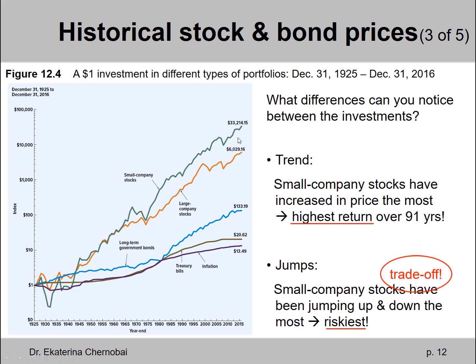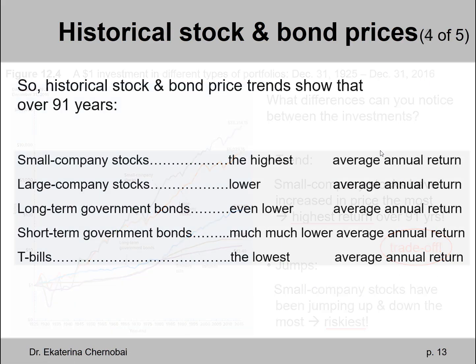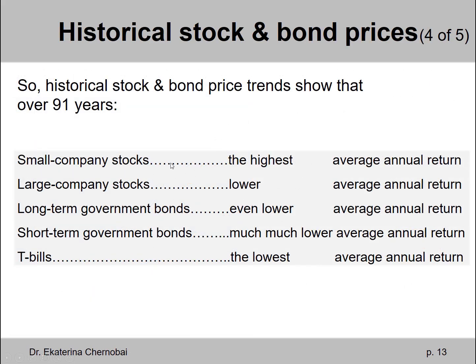So the risk and return, they kind of go together across these four historical investments. So to summarize, small company stocks had the highest average annual return. Then go the large company stocks. Then go the long-term government bonds, and then at the bottom are the treasury bills. The textbook also, here and there, inserts short-term government bonds, which fit between the long-term bonds and the very short-term 3-month treasury bills.